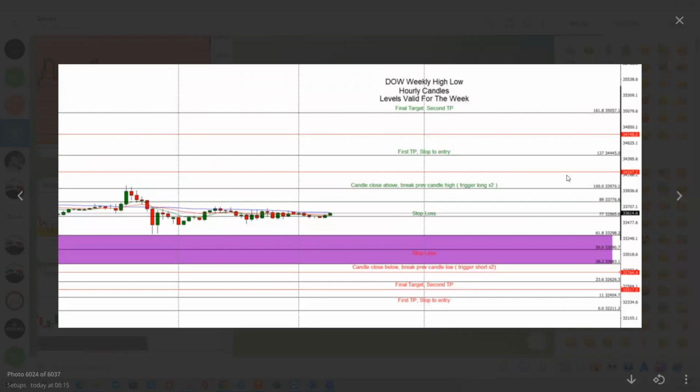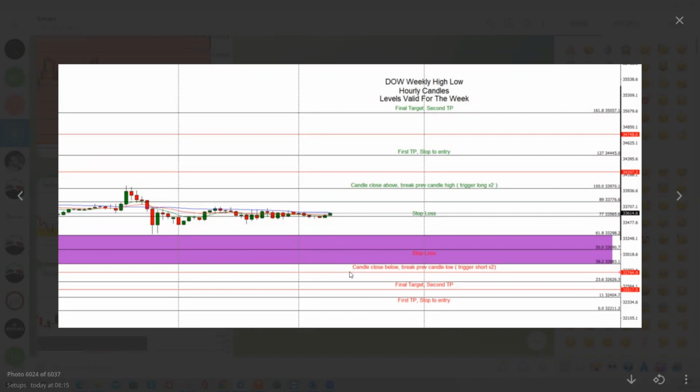On the Dow weekly high-low, currently between levels of 77 and 89 as support resistance. If you look at moving averages, trend is slightly down. 50 is above 21, above 8, also it looks to be. So with that, we're waiting for a candle close below the 38.2, break previous candle low to aim for the 23.6 first TP, 11-second TP, stop loss being at the 50.